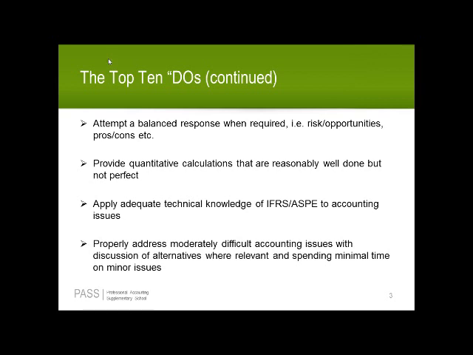Properly address moderately difficult accounting issues with a discussion of alternatives where relevant. Spend minimal time on minor issues. This point builds on an earlier point in the previous slide, but applies specifically to financial accounting. When dealing with financial accounting issues, you may have some issues in which you are given a lot of information to work with, and the issue may involve a great deal of judgment. That type of issue is major, and a strong candidate would spend a lot of time on it. On the other hand, when you're dealing with a black and white issue, and there's minimal information, it would be a big mistake to spend a lot of time on that issue.